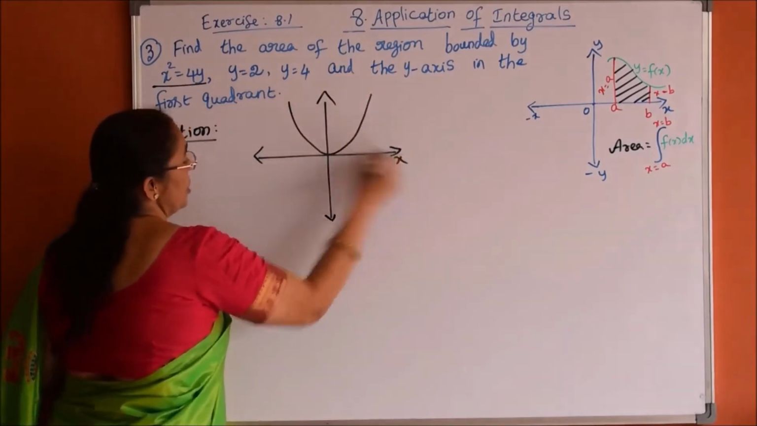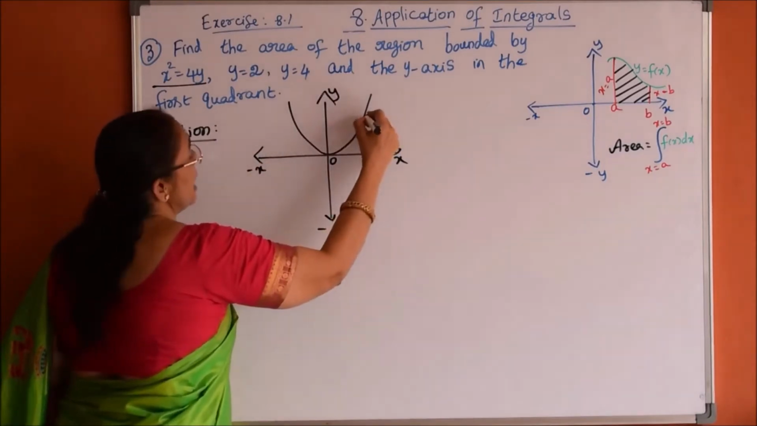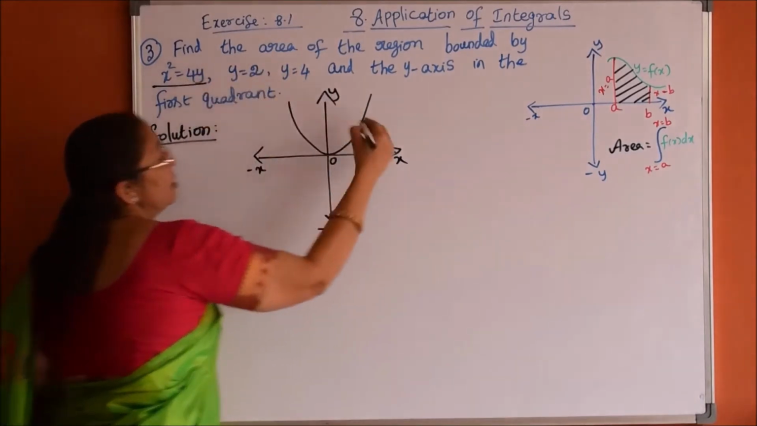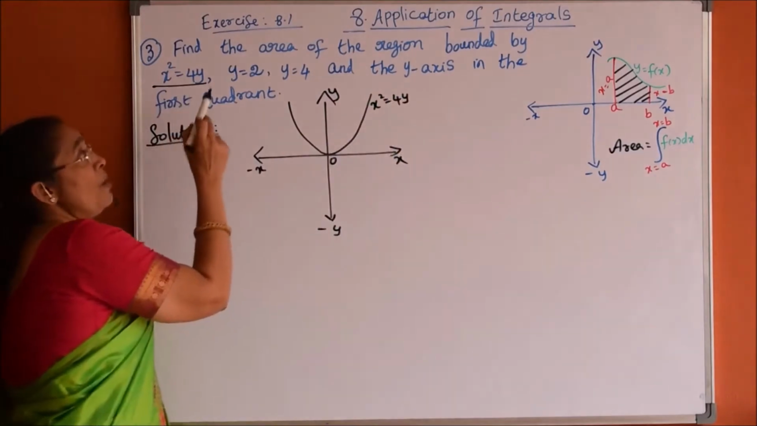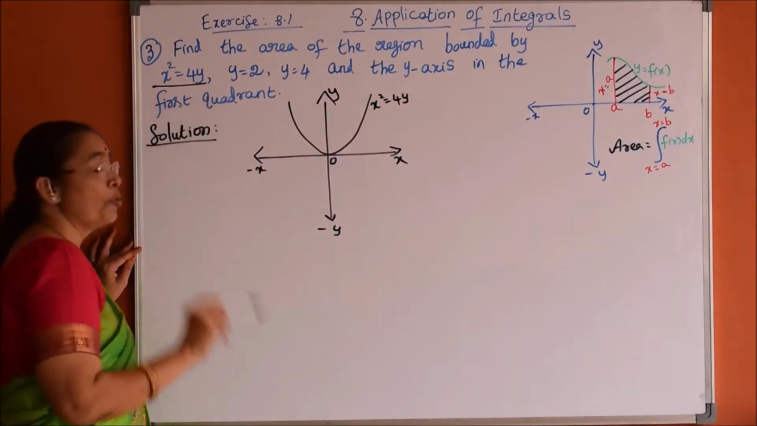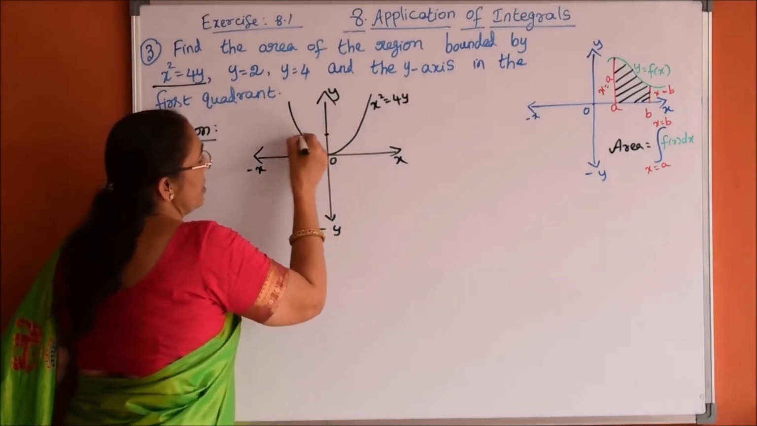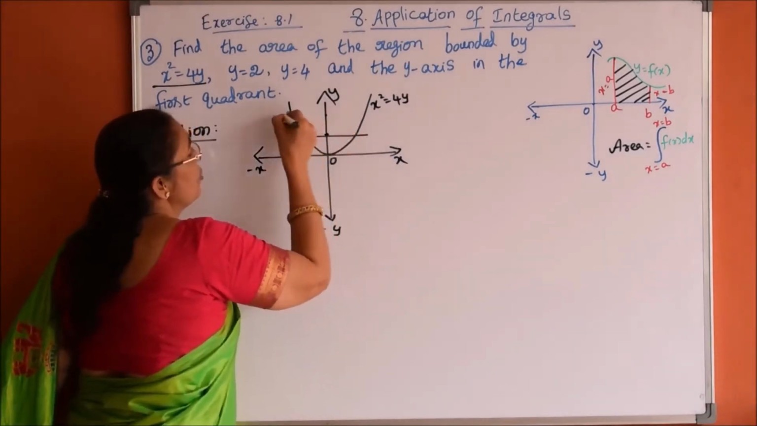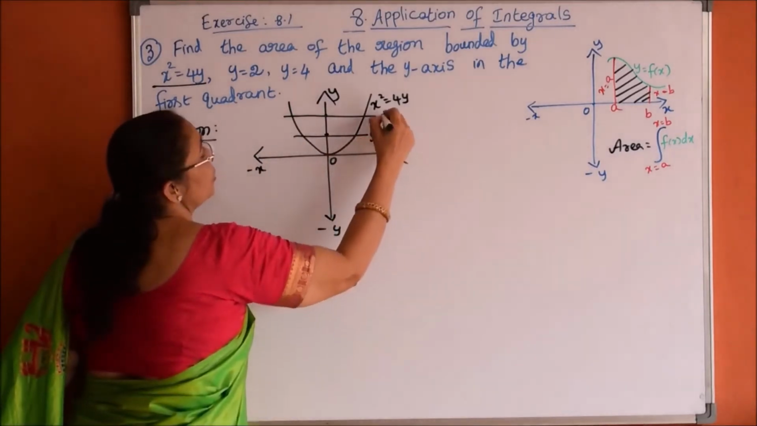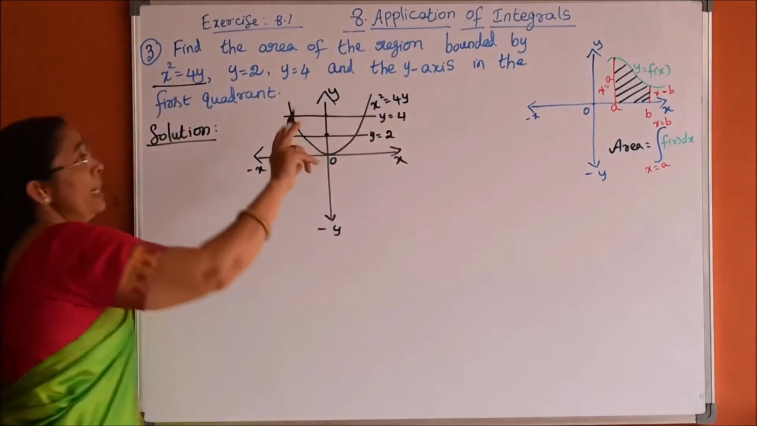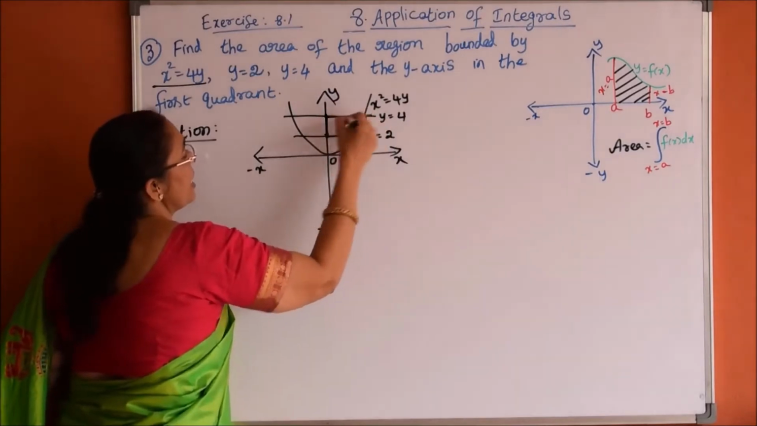So positive x, y, negative y. So origin, the curve is x square is equal to 4y, this curve, and the region is given between y is equal to 2 and y is equal to 4. So y is equal to 2 is a line parallel to x axis here, and y is equal to 4 again is a line parallel to x axis. So these are the lines y is equal to 2 and y is equal to 4. And the y axis in the first quadrant. So our required area is this area.